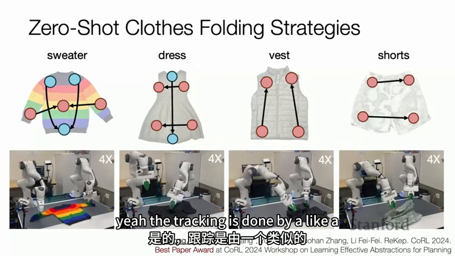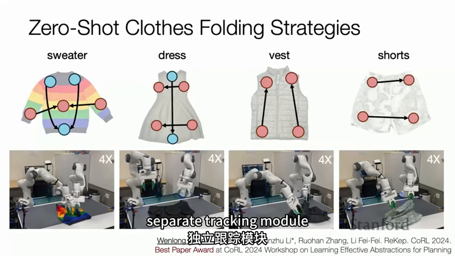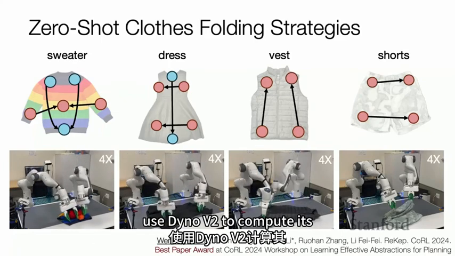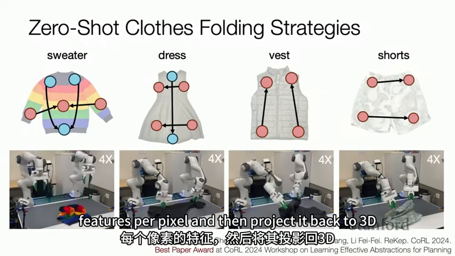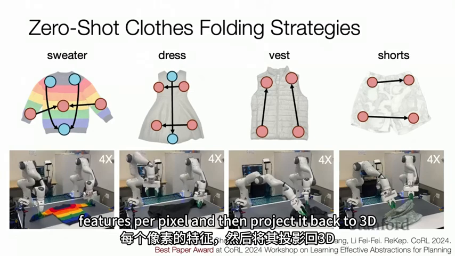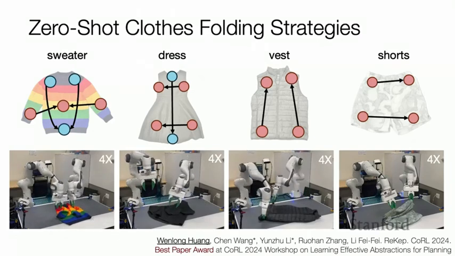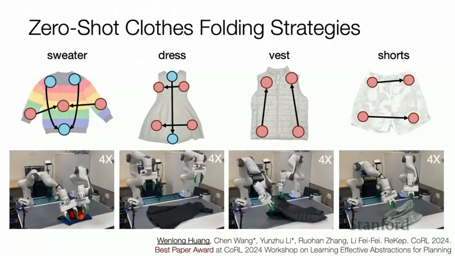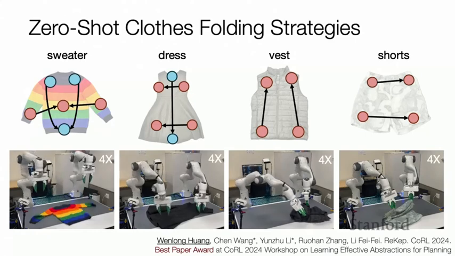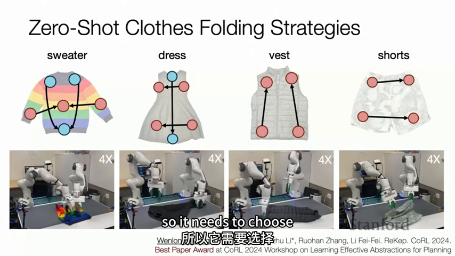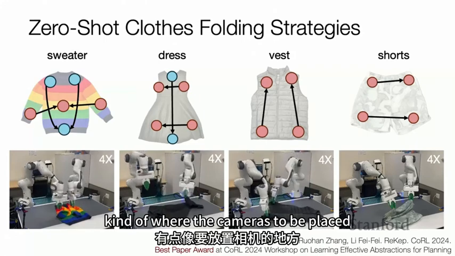Yeah, the tracking is done by a separate tracking module. In this way we literally use DINOv2, compute its features per pixel, then project it back to 3D, and use cosine similarity to track them. Do you find that reliable? It's not reliable if it's occluded, so you need to choose where the camera is placed.